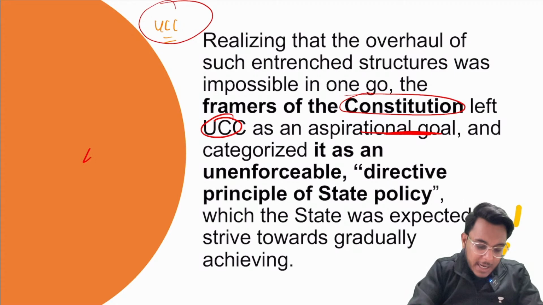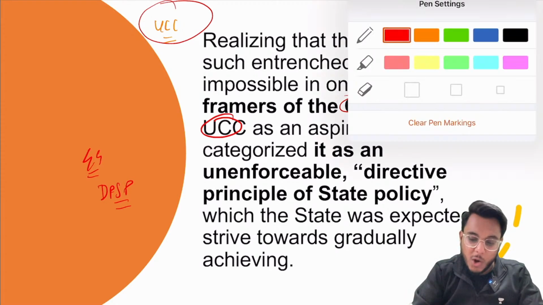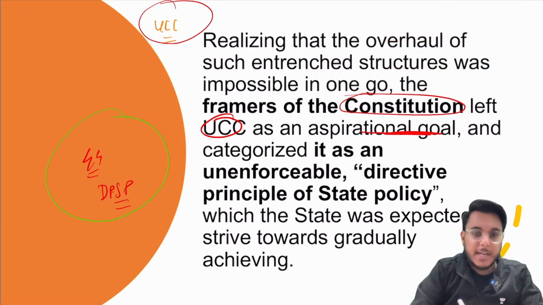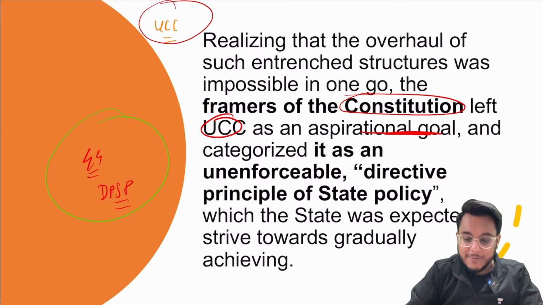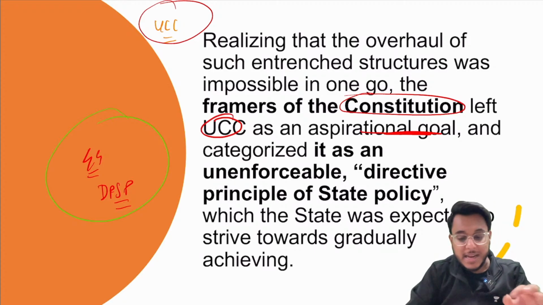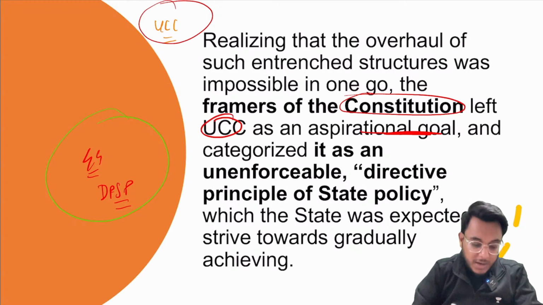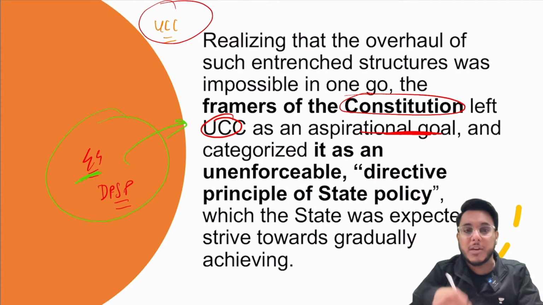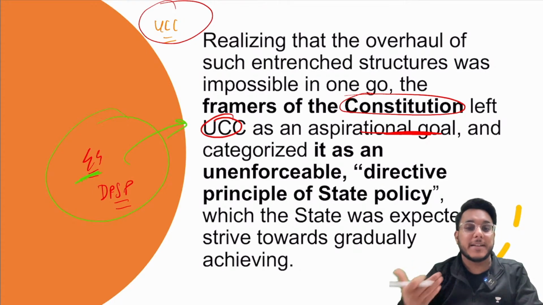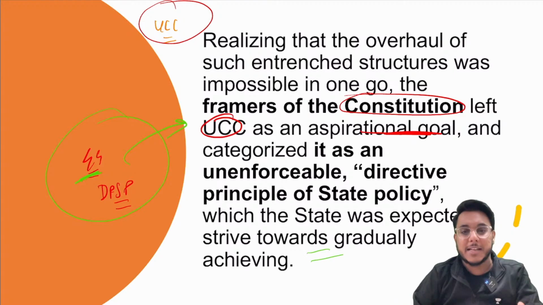So therefore, Article 44 was added in DPSP, Directive Principles of State Policy. You already know that Directive Principles of State Policy are not justiciable. Whenever the government feels that, okay, now they can do that, they can implement it. So Article 44 came into existence, which talks about UCC to be implemented when it is possible. So gradually the state has to accept it.